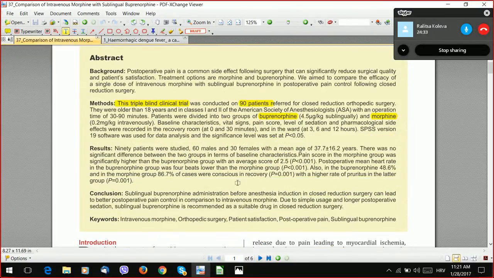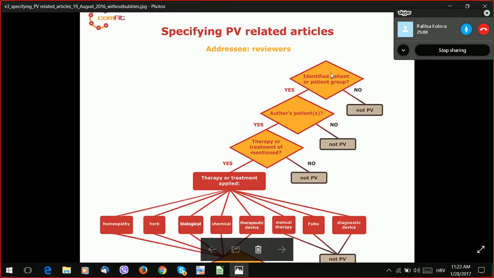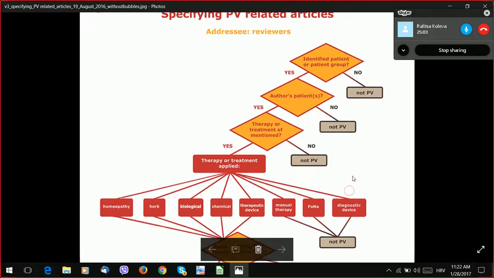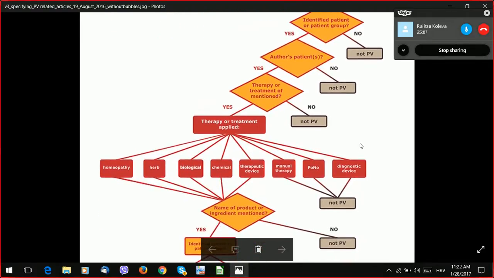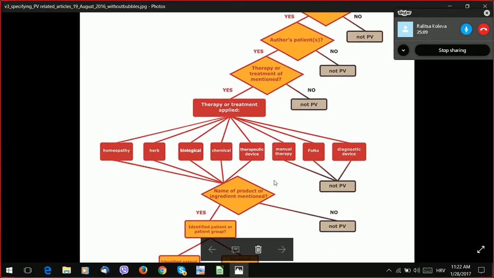And immediately in the abstract you find some information. You find the number of patients, 90. So you have an identified patient group, identified by the number of participants. And also immediately you have 2 ATC7 substances. So you already have 2 criteria from the flowchart method. You have an identified patient group and you have some therapy or treatment mentioned in relation to that patient group, and it is named. Those are ATC7 substances.